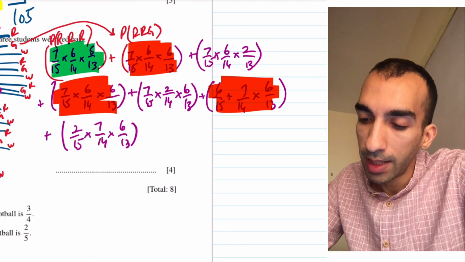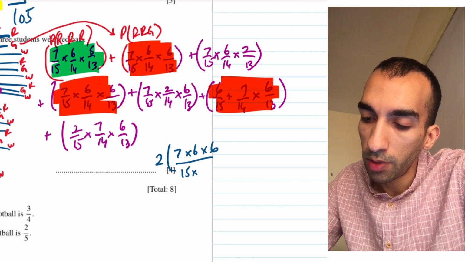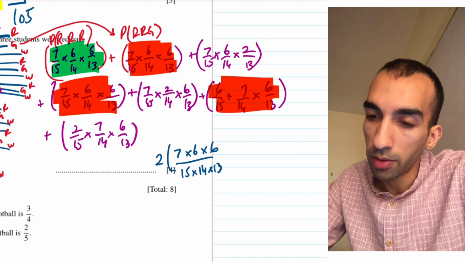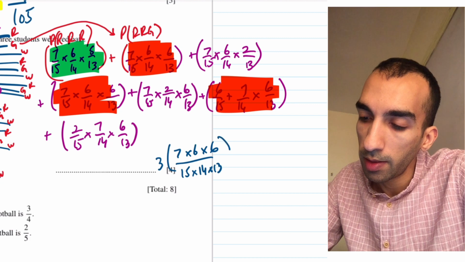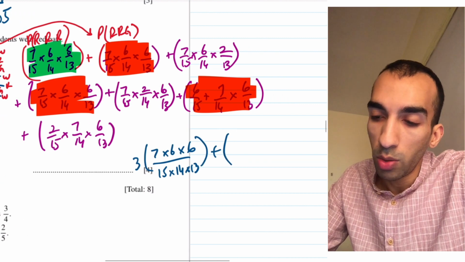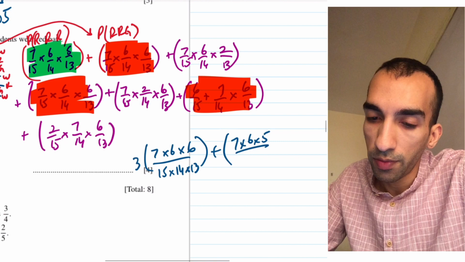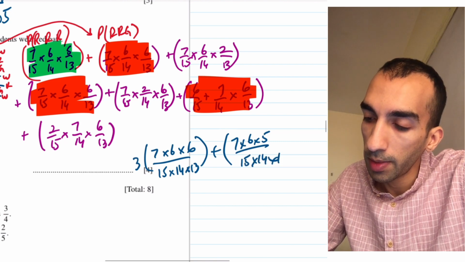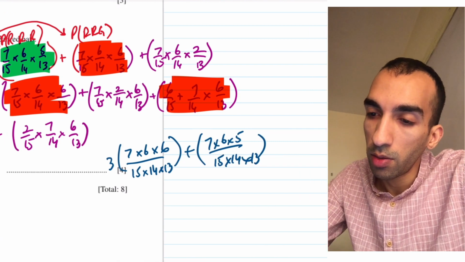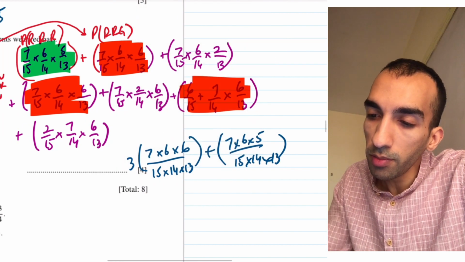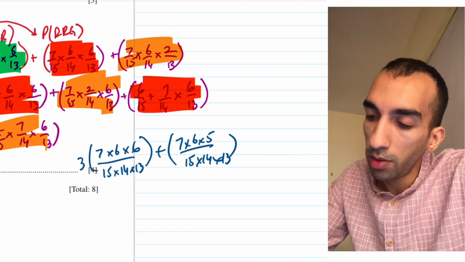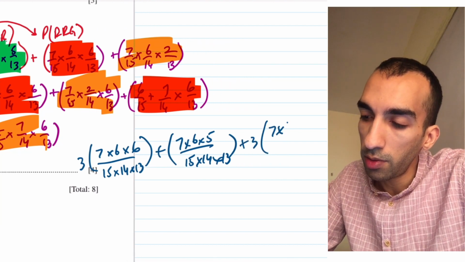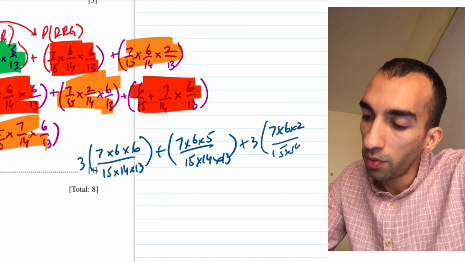Why am I collecting them? Because I can simply write 3 into 7 into 6 into 6 over 15 into 14 into 13, because there's 3 of them. What can I do now? There's only one 7 into 6 into 5. That's in green. And let's color code the rest. 7 into 6 into 2, 7 into 6 into 2, 7 into 6 into 2. Then there's another 3 of these guys, 7 into 6 into 2 over 15 into 14 into 13.